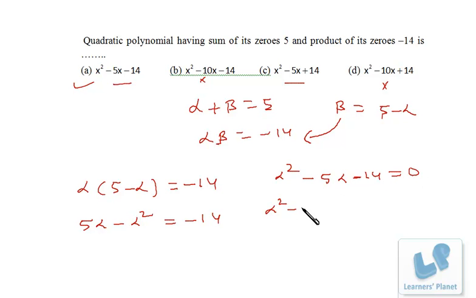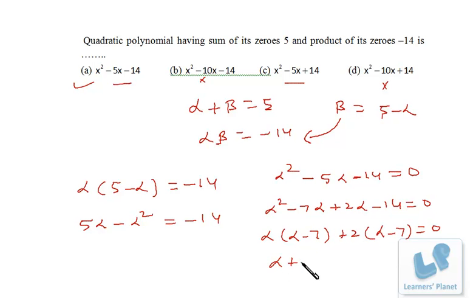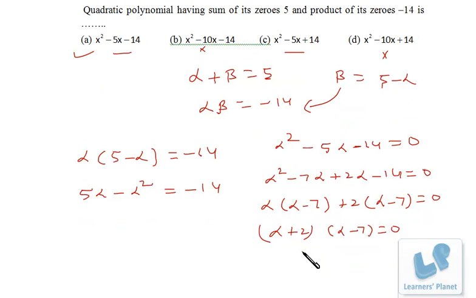So alpha square minus 7 alpha plus 2 alpha minus 14 is equal to 0. Alpha minus 7 plus 2 alpha minus 7 is equal to 0. So alpha plus 2 times alpha minus 7 is 0. So alpha is equal to minus 2 or 7, right?